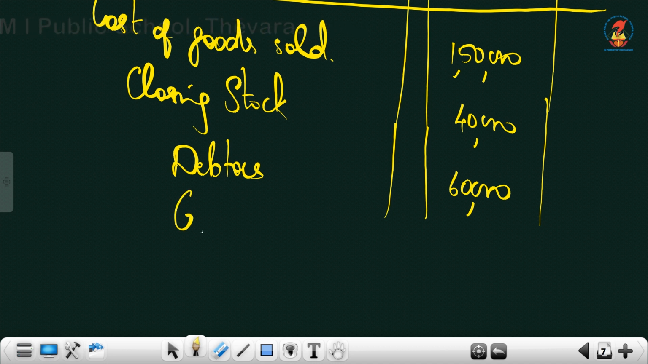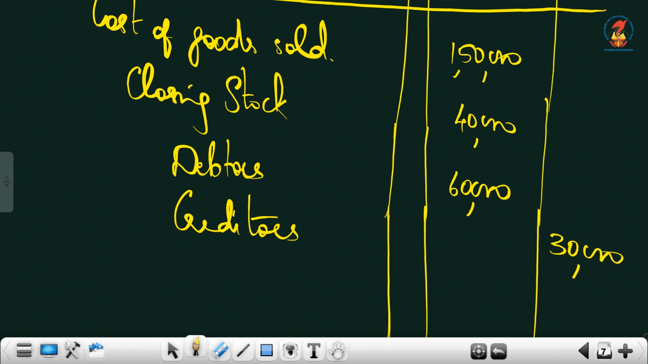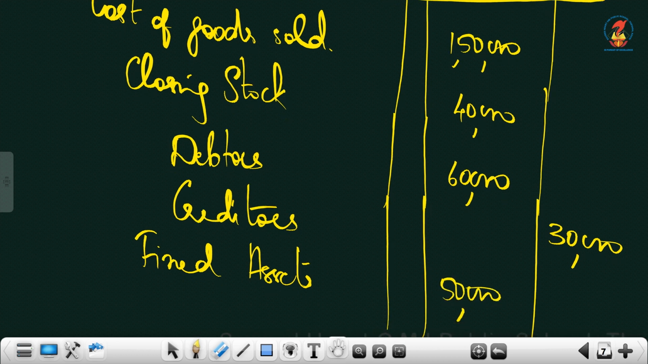The next one is creditors. In which column have they written creditors? Okay, creditors they have written correctly in the credit column itself. Then fixed assets, assets having a debit balance. Yeah, what they have written is correct, 50 in the debit column.